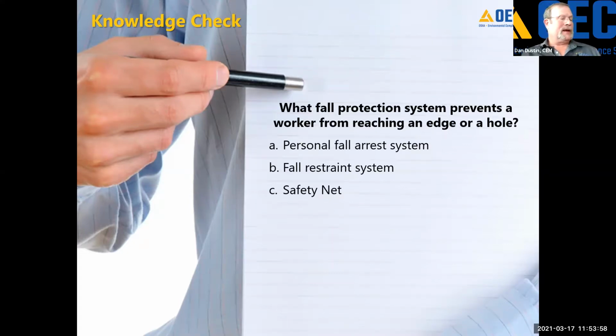Good answer. That is the correct answer. Fall restraint. Safety net, although we didn't discuss it, they're not used widely in much construction. You will see them in high-rise construction periodically, but you will see them in heavy civil work where they're working over water. You will commonly see them.